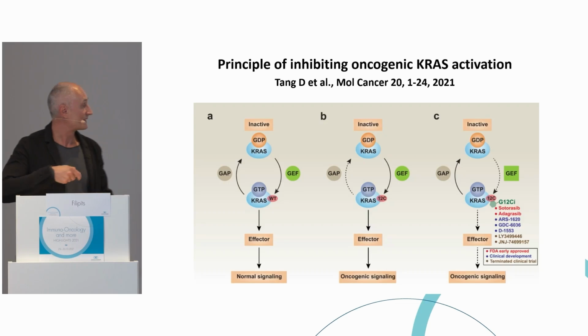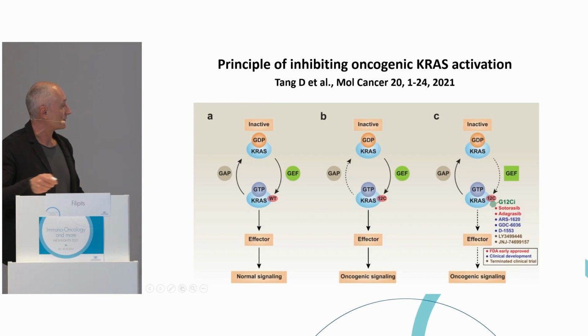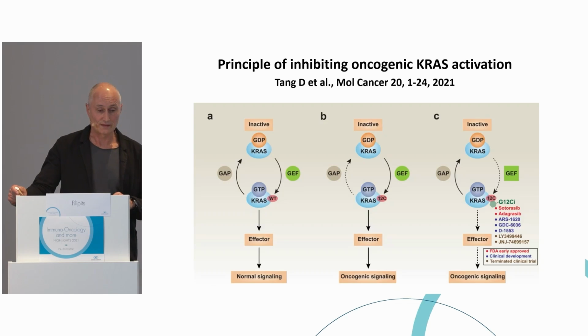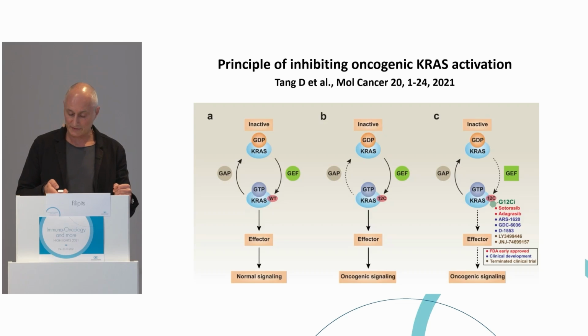And as I said, this cycle is interrupted by these inhibitors. KRAS cannot activate the downstream signaling pathways, and the cycle is interrupted.